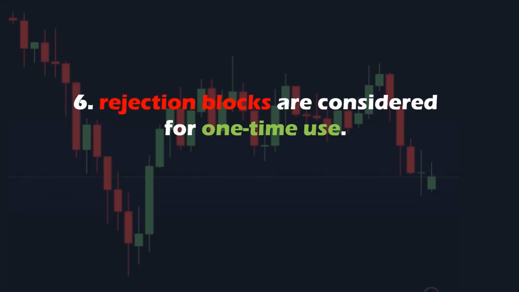Lastly, Rule number 6 states that rejection blocks are considered for one-time use. This means that the focus should be on the trading opportunity when the price first enters a rejection block. Once a rejection block has been mitigated, it should not be regarded as a significant area for future trading.